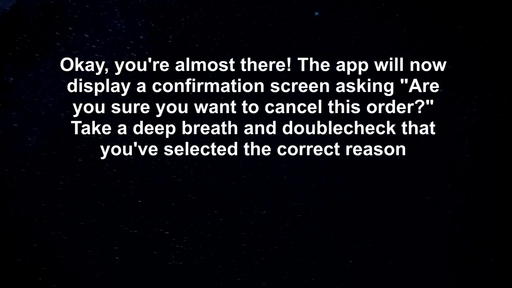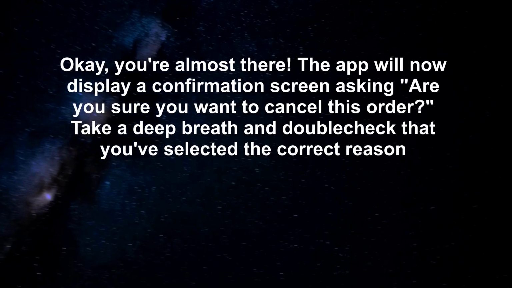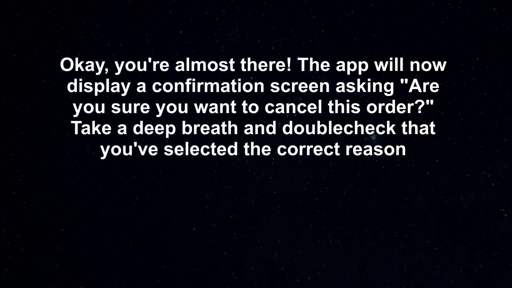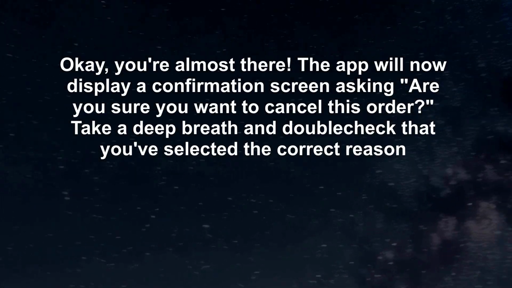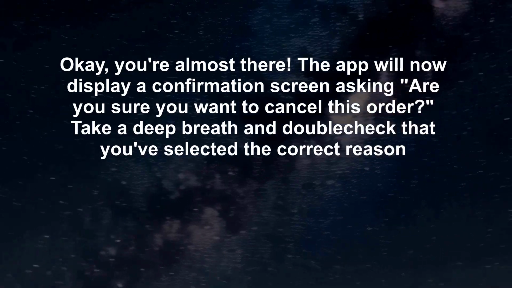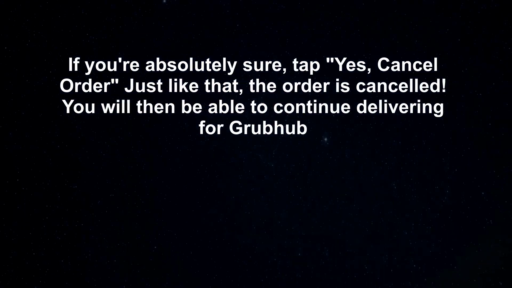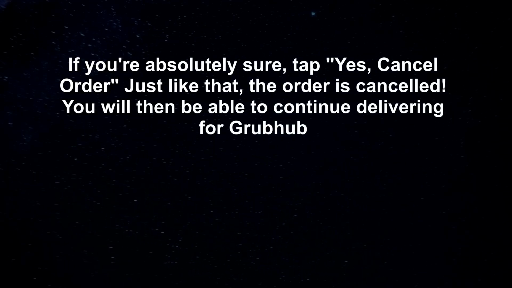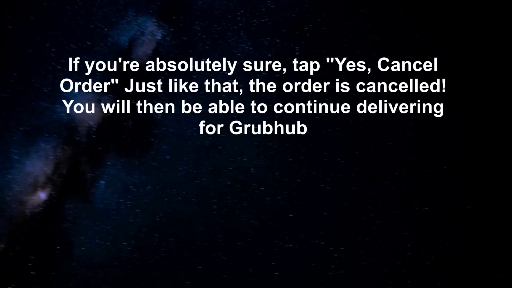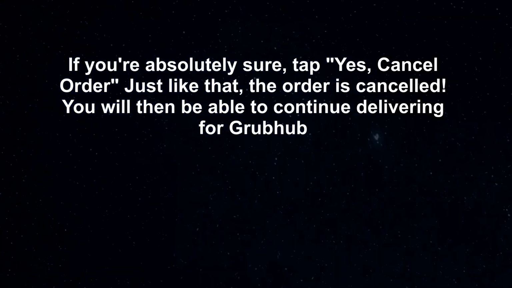Okay, you're almost there. The app will now display a confirmation screen asking, "Are you sure you want to cancel this order?" Take a deep breath and double-check that you've selected the correct reason. If you're absolutely sure, tap "Yes, cancel order." Just like that, the order is canceled. You will then be able to continue delivering for Grubhub.